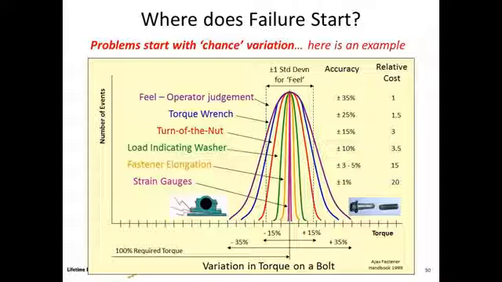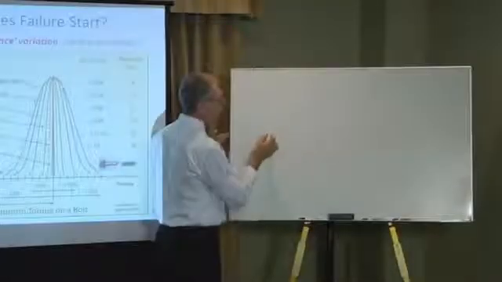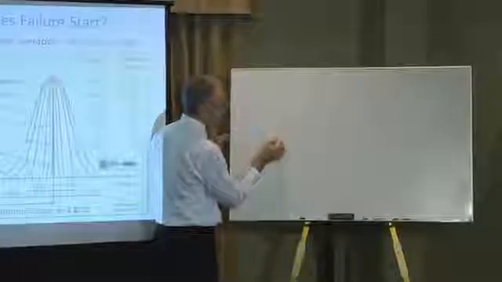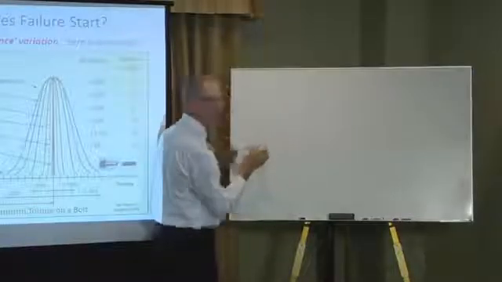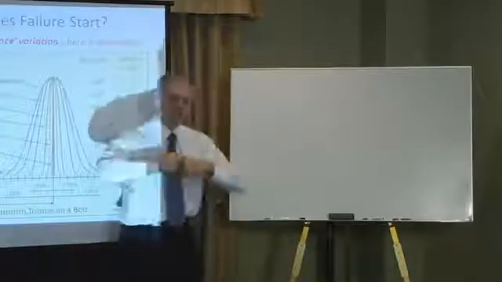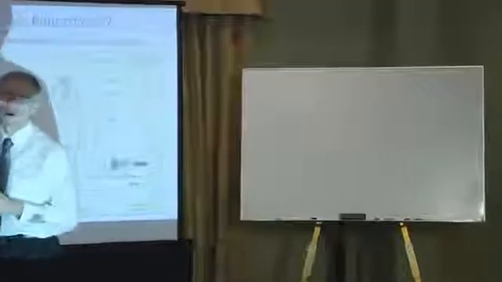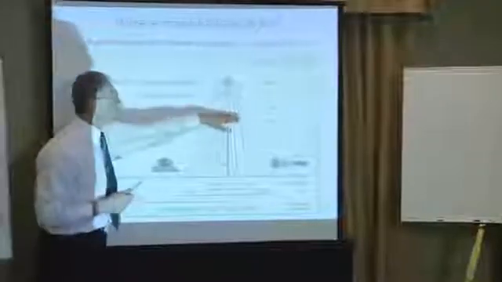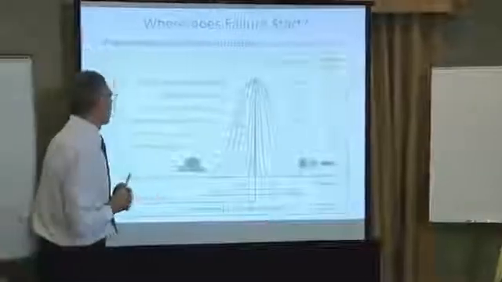Then we go to turn of nut. Turn of nut is a technique where they pull the fastener up tight, as they call it, snug tight, then mark where the fastener is, work out the angle it's got to go through, and rotate the fastener through that angle. And that angle of rotation then pulls the shank to the tension it requires. So it's not a bad technique.